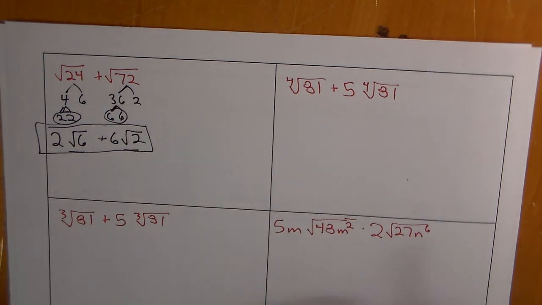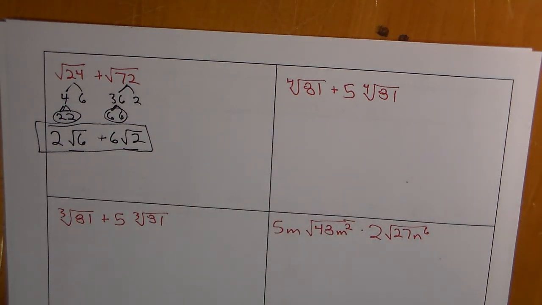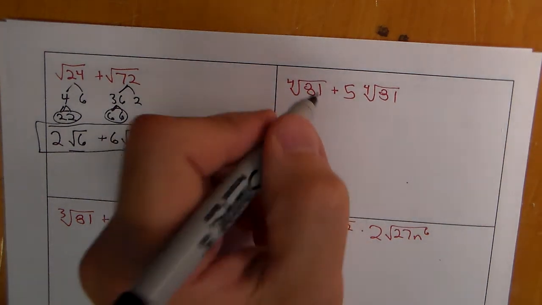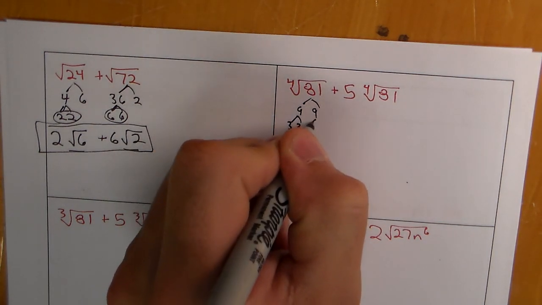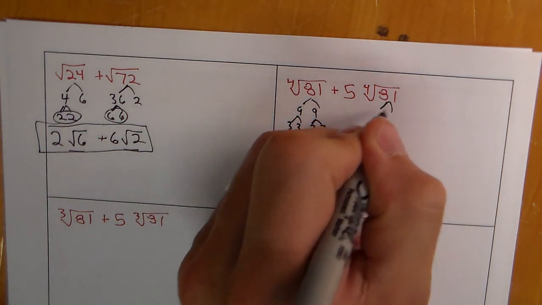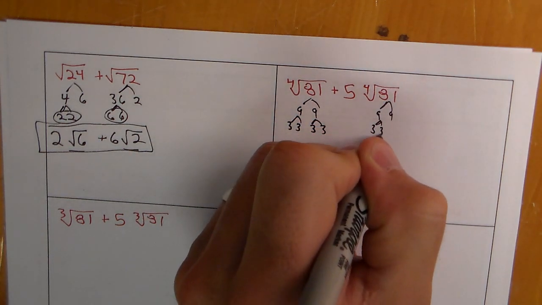As we move over and look at the 4th root of 81 plus 5 times the 4th root of 81. 81 is 9 times 9, which is 3 to the 4th, we should say. Now that works for both of them.